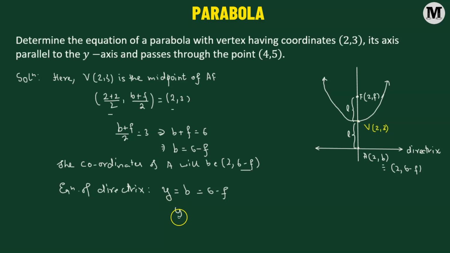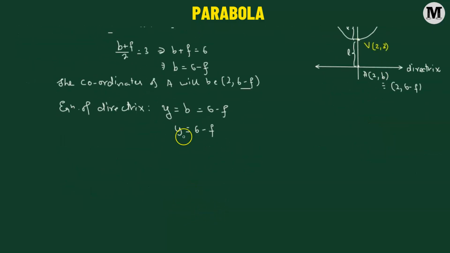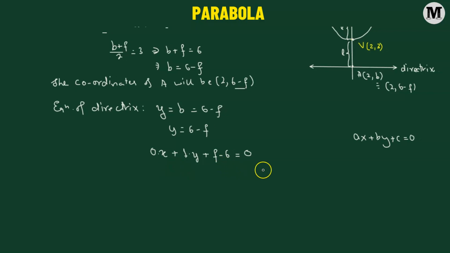Let's write y = 6 − f in the general form of a line, which is given by ax + by + c = 0. Here we don't have any x term, so we can rewrite it as 0 times x added to 1 multiplied by y plus (f − 6). This is the constant term. This will be equal to 0, and that's the equation of the directrix.